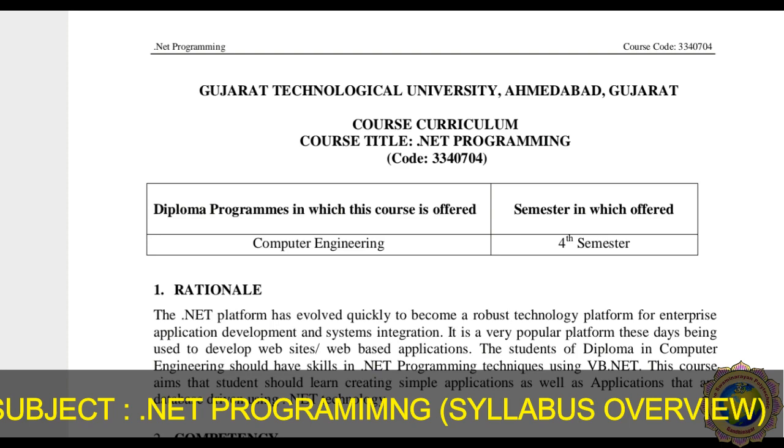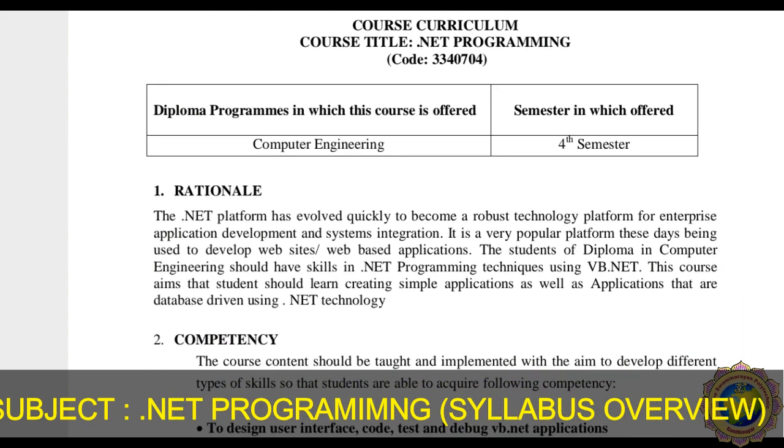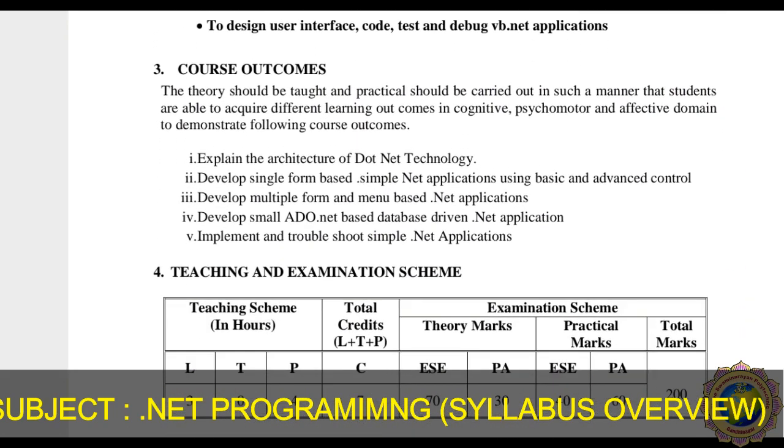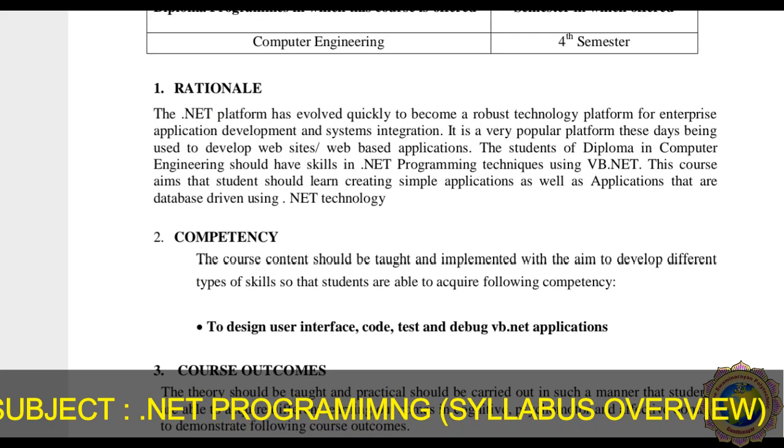So first is rationale, second is competency, third is course outcomes, and fourth is the teaching and examination scheme of .NET programming. First of all, the rationale: the .NET platform has evolved quickly to become a robust technology platform for enterprise application development. .NET is an open source developer platform created by Microsoft. So that is the rationale of our .NET programming.